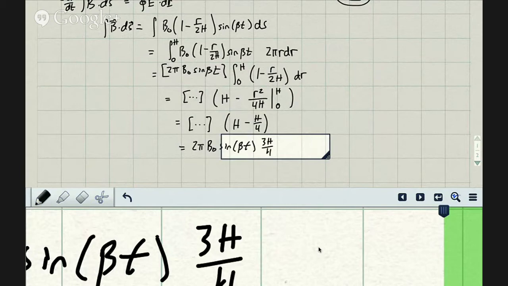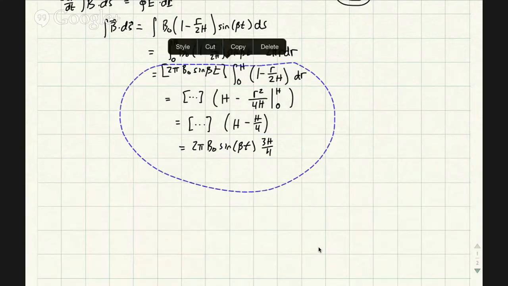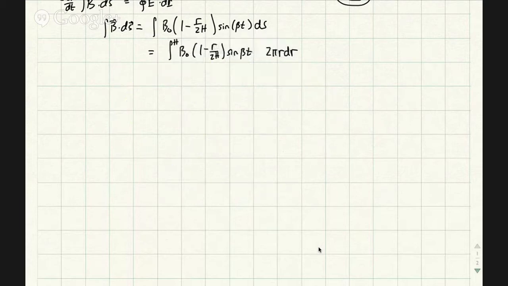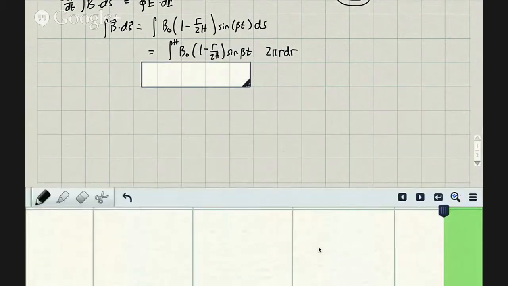Does that look okay? Anything in the chat? Any complaints so far? What happened to 2 pi r? Shoot. Good question. It totally left the problem, and that totally changes the answer. Good call.